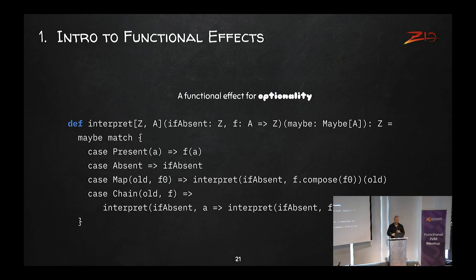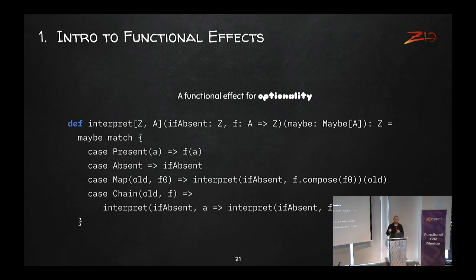If it's present, first off, it's going to interpret it to some type Z. And the user who's interpreting this data type has to supply some function or some value called if absent, which will be returned in the event that the computation fails to produce a value of type A. And also they have to supply another function, which I'm calling f here, could be called if present, which will be called if the computation succeeded to produce an A. And in the end, interpret is going to return a Z.